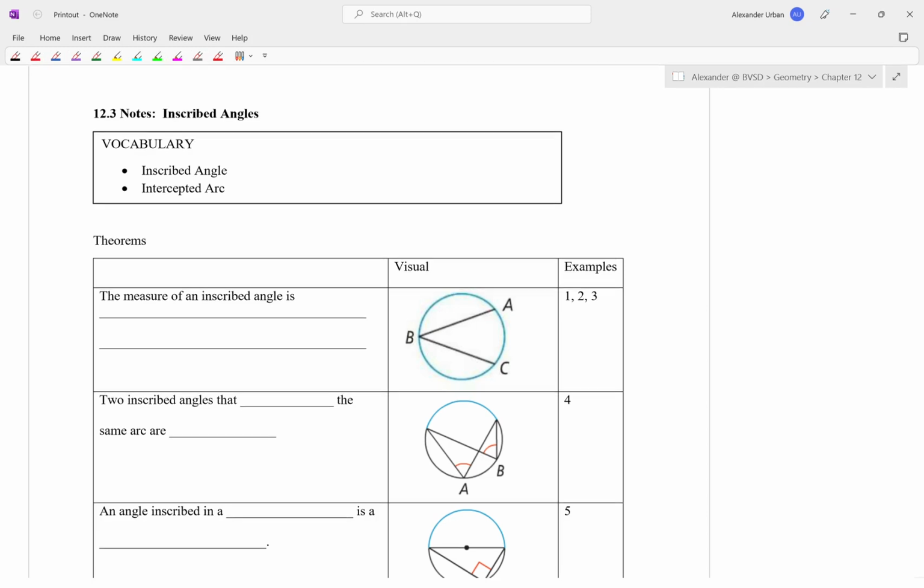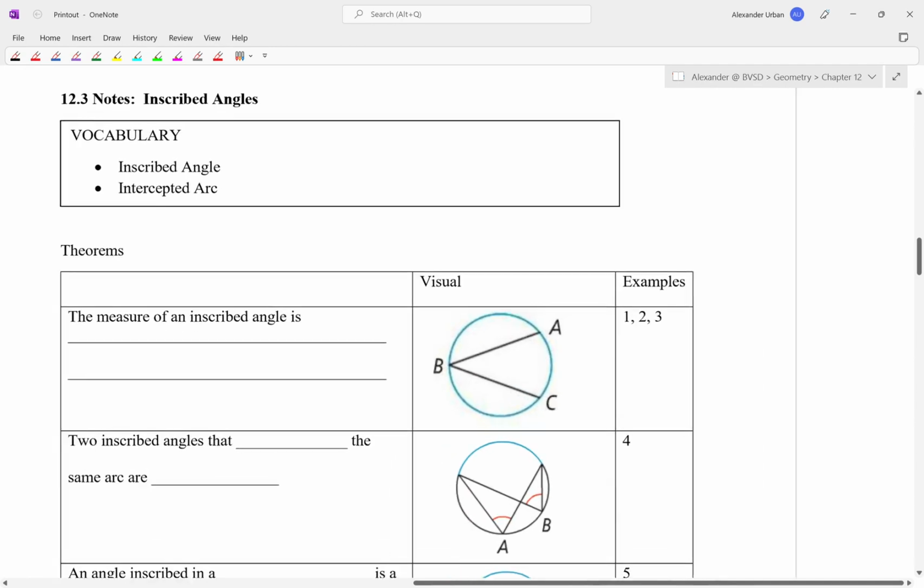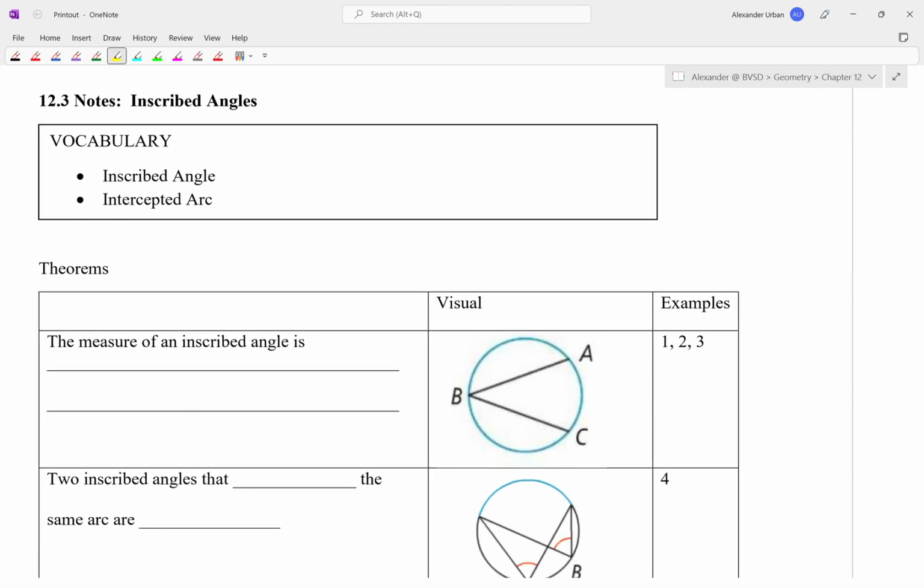Today we're going to be working on 12.3, which includes inscribed angles. Just for visual purposes, the inscribed angle here is angle B, and the intercepted arc is going to be AC. Our first theorem is going to be based off of this. We're going to be looking at this theorem as our basis for the next couple corollaries or other theorems.